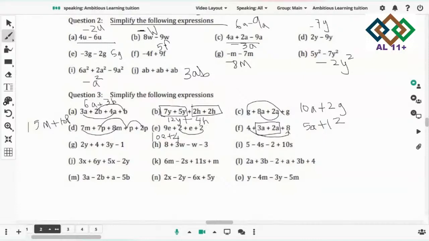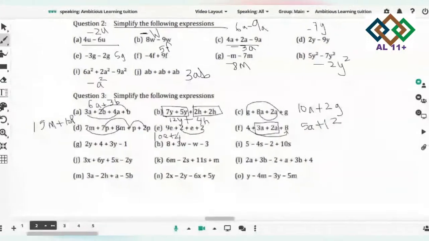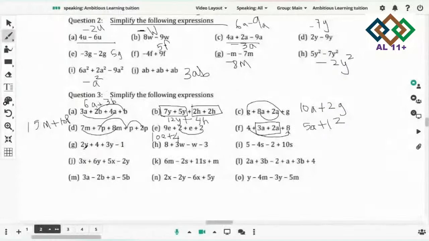So now we are on G. In G, the same thing will happen. Y's go together and this goes together. So 2 plus 3 is 5Y. Now you have plus 4 minus 1. You will just subtract it and you'll take the sign of the bigger one, 4 is bigger. So you'll take the sign of 4. It will be 5Y plus 3.